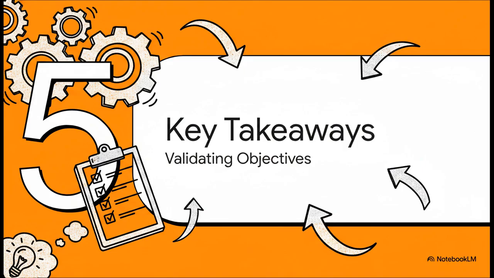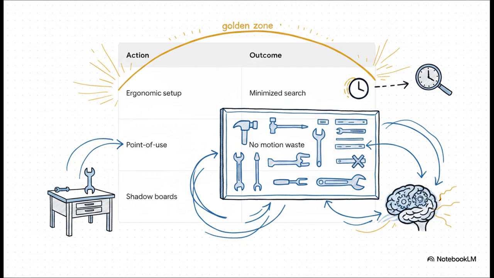Section 5. Summary of key takeaways. Validating the learning objectives. Let's look at the strategic outcomes of the Seiton actions we've covered today. When we implement logical and ergonomic arrangement, particularly using that golden zone, the strategic outcome is minimized physical search time. When we enforce point-of-view storage, keeping those tools exactly where the task occurs, we achieve the absolute elimination of motion waste. And when we utilize shadow boards and visual labeling, we dramatically streamline cognitive load, allowing the worker to settle into a smooth, uninterrupted operational rhythm. We've effectively moved from a chaotic environment to one of total precision.